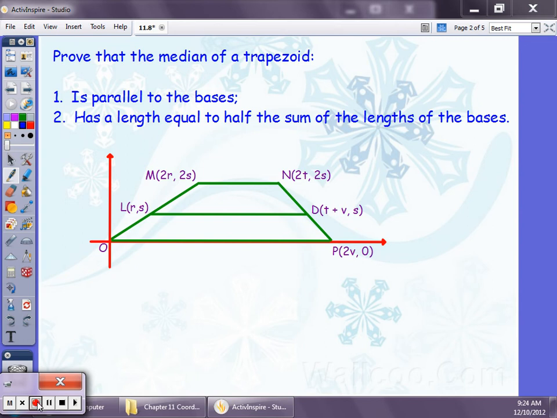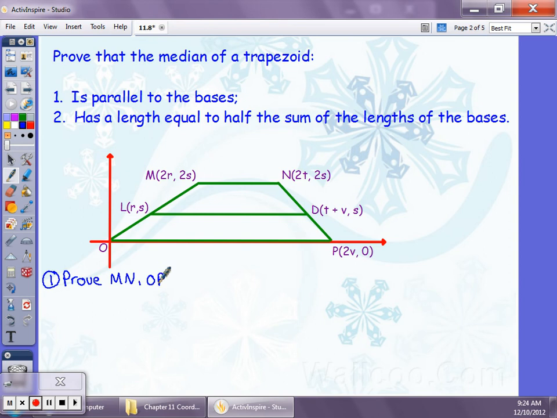So we're going to start with number 1. We're going to prove that the median of a trapezoid is parallel to the bases. So our first step is to determine what we need in order to prove this. So we need to prove that MN, OP, which are the bases, have the same slope as LD, which is the median. So let's start by finding the slopes of all three segments.